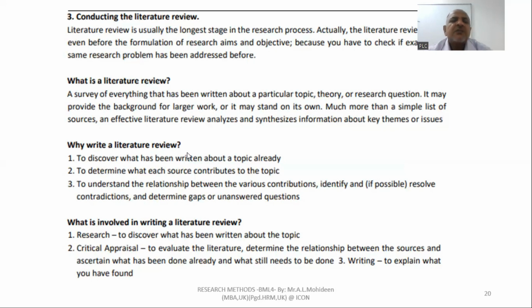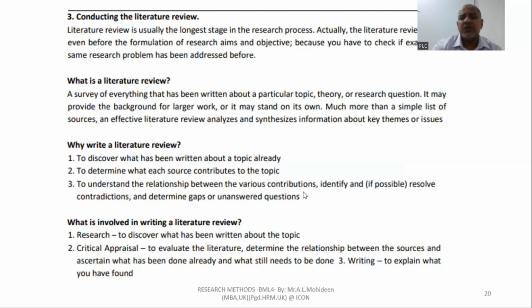Why is literature review important? Why do you have to write it? To discover what has been written about the topic already. Is there any research done on the topic? So you are going to prove it. That's why you are going to discover it. Has anyone done the same topic? You have to go and discover it. That is one thing. And to determine what each source contributes to the topic. So you have to go and see what the contribution is. And to understand the relationship between various contributions.